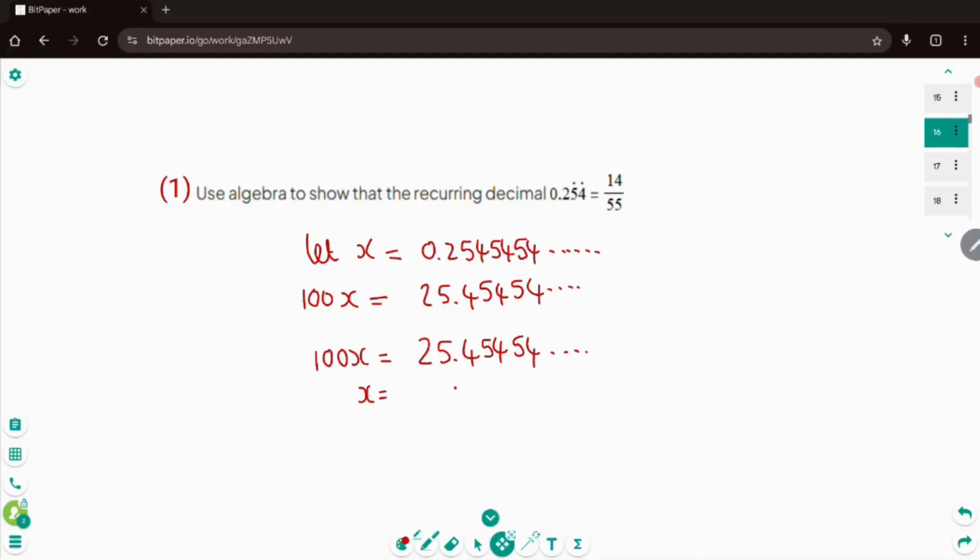Make sure everything is lined up beautifully. Decimal point in the same place. Digits right underneath each other. As you can see, as we subtract, 99x on the left hand side, all of these numbers cancel with the ones underneath. They become 0, right? 25.4 minus 0.2 is 25.2.